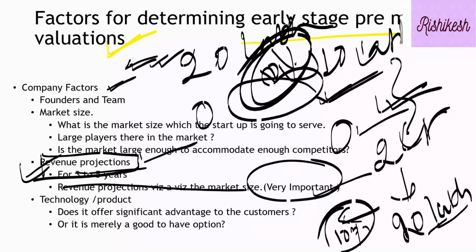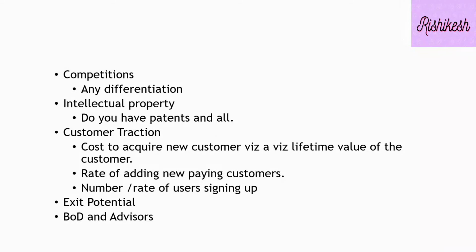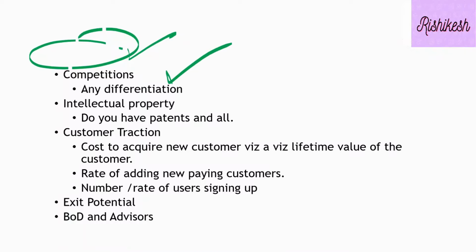So both things are important, whether your technology is a game changer or it just is a good to have option. So this is where you have to define what your technology is all about, and once you're doing that, again you have to take a lot of factors into consideration in that. The other important factor is the competition, right? What are all the competitors over there inside the same market that you're going to serve, inside the same category, product category, maybe anything, right? And do you have any differentiation from those competitors?